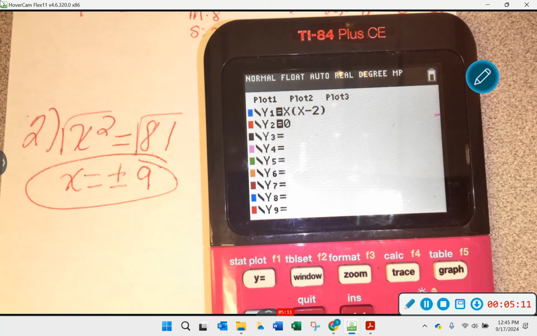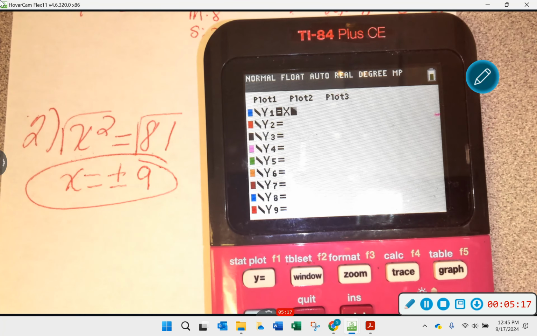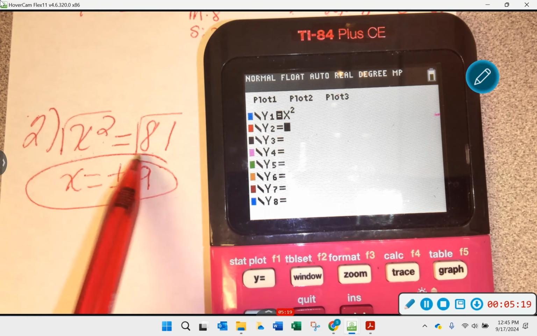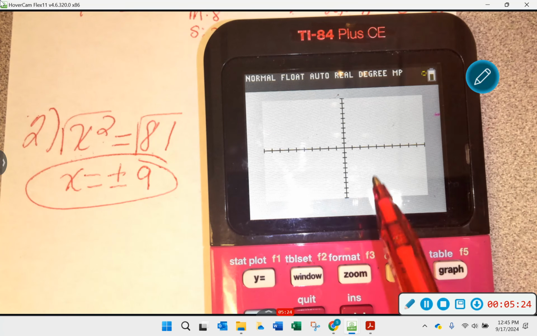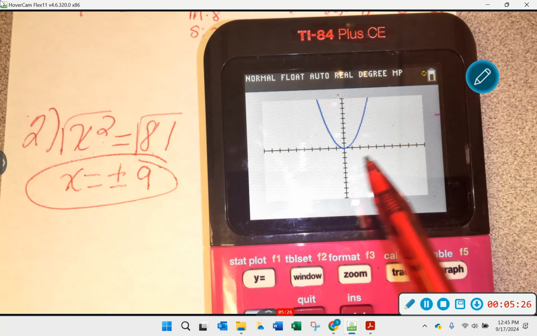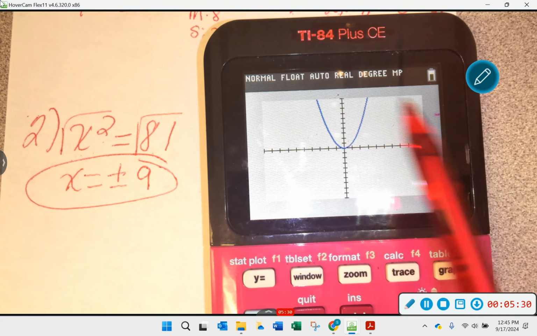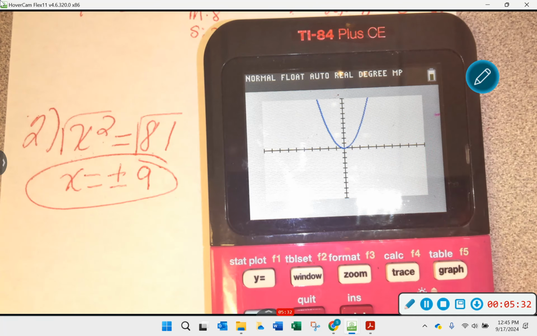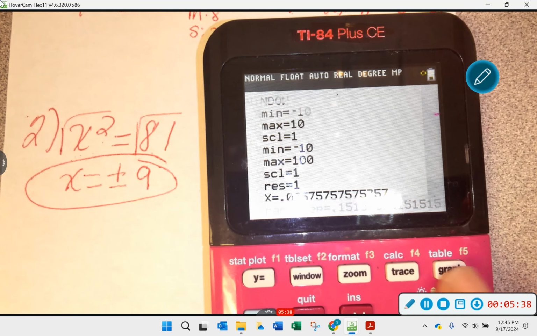Go to y equals. Put in the left side of this equation, just x squared. Put in the right side of 81. Push graph. Here's y equals x squared. What am I going to have to do to be able to see the line y equals 81? Go to the window. I have to go higher on the y value than 81, so I'm going to go to 100.